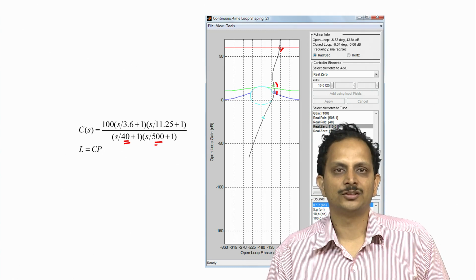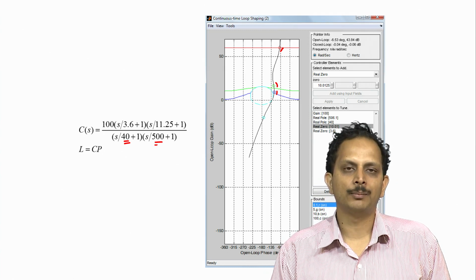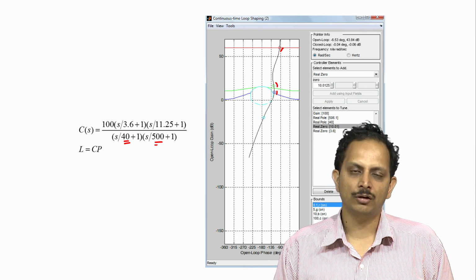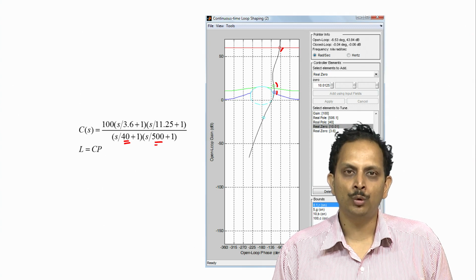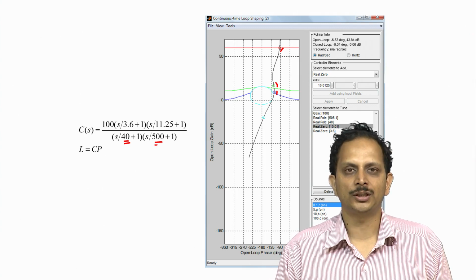In the next clip we shall take a look at performing control design in the case of an uncertain plant. In such a case we would need to design a 2 degree of freedom control system using the Nichols plot.